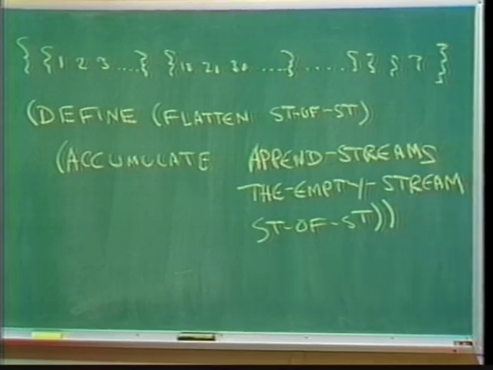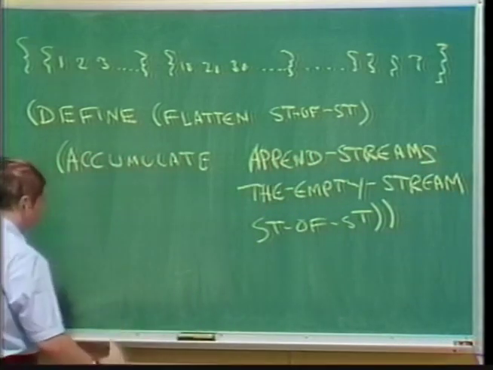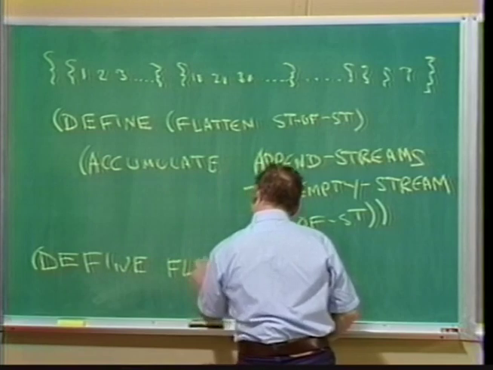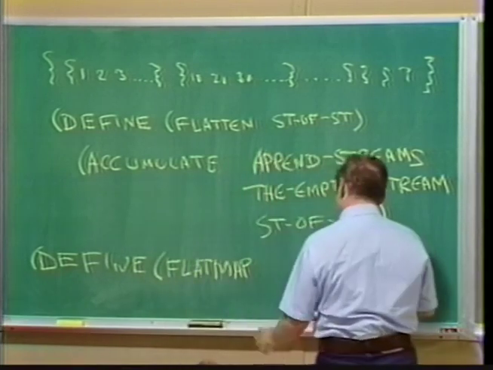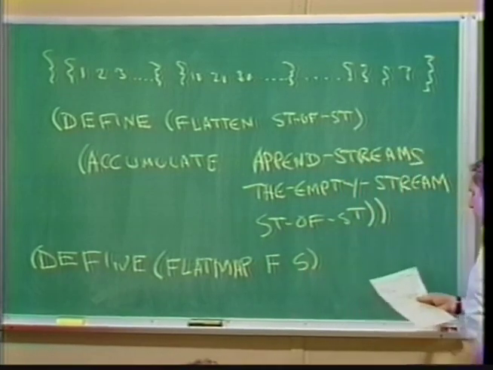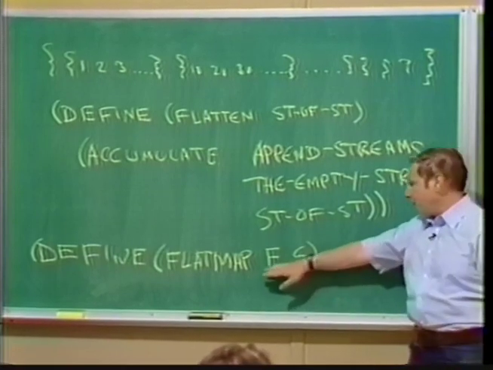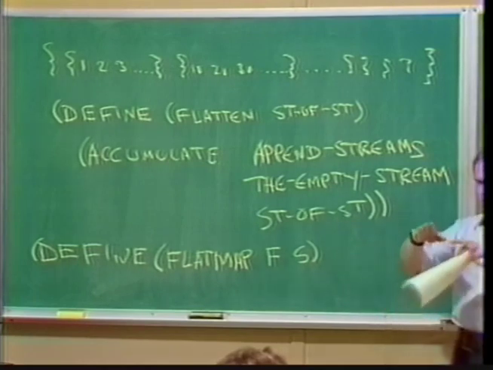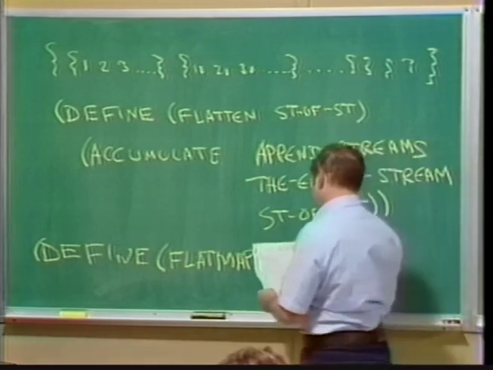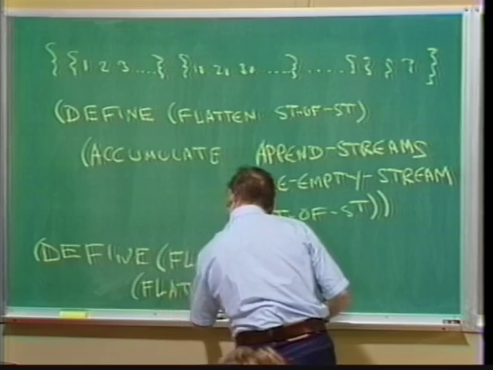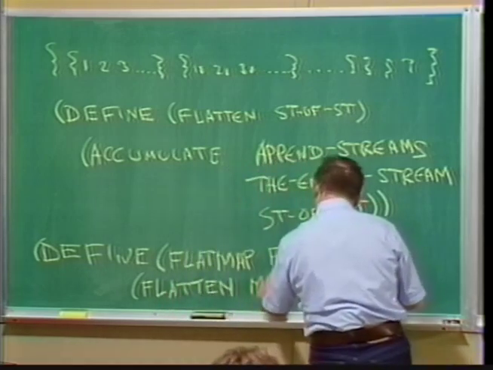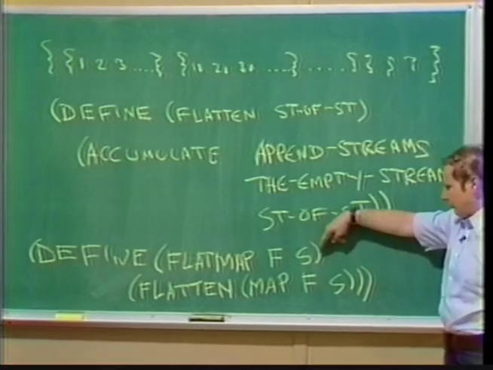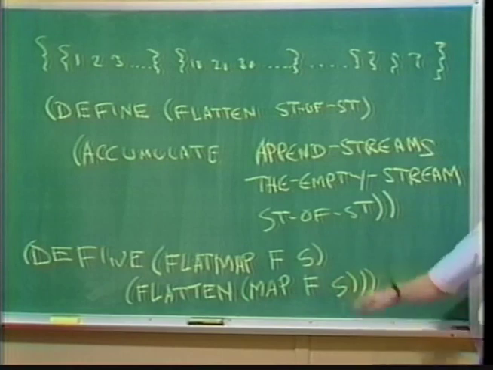In fact, there's another useful thing that I want to do. I want to define a procedure called flatmap, of some function f and a stream s. F is going to be a function that for each element in the stream produces another stream. What I want to do is take all of the elements in all of those streams and combine them together. So that's just going to be flatten of map f down s. Each time I apply f to an element of s, I get a stream. If I map it all the way down, I get a stream of streams, and I'll flatten that.